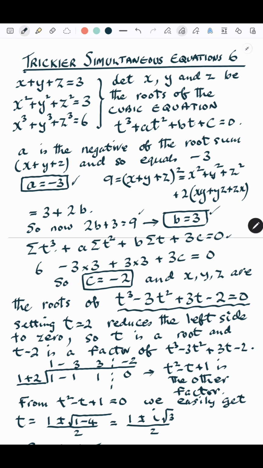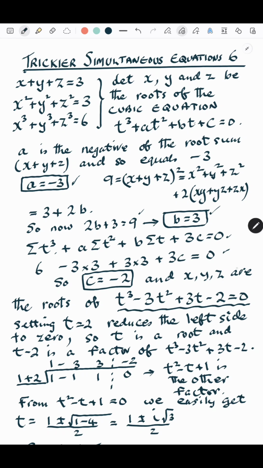So we're down to here now. So the sum of t cubed we're given is 6. The a was minus 3 and the sum of t squared is 3, so we get minus 3 times 3. And b we've discovered was 3, and the sum of the roots was 3, so that's 3 times 3 again, and then plus 3c equals 0. So from this, we can easily see that c is equal to minus 2.